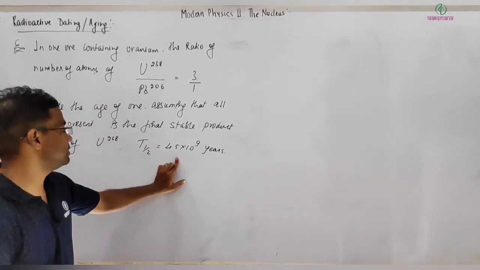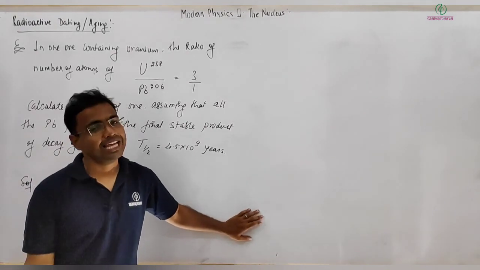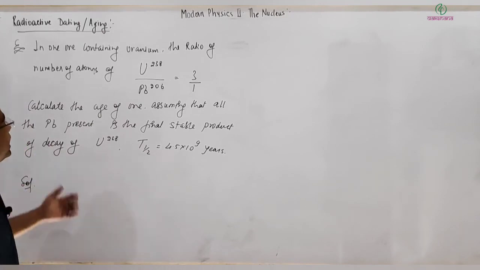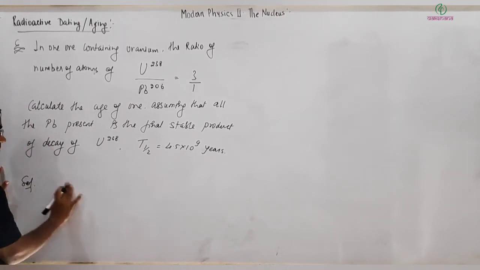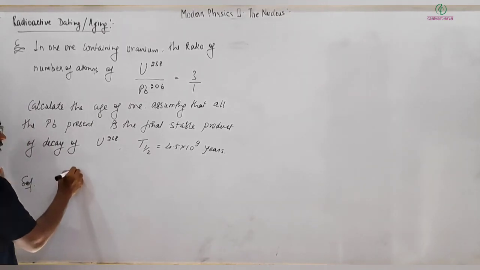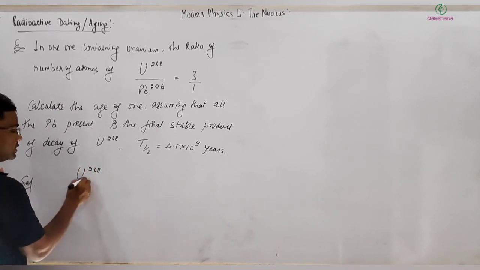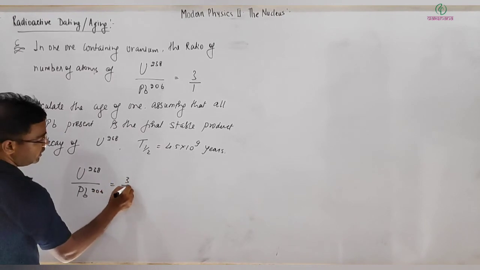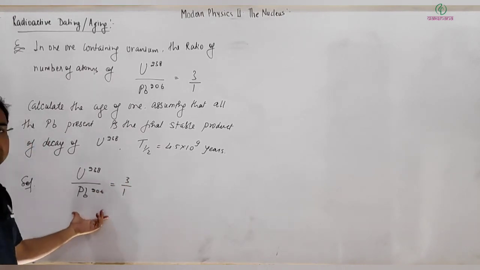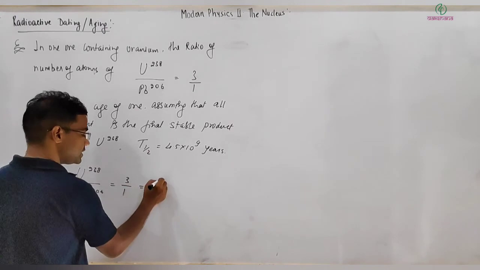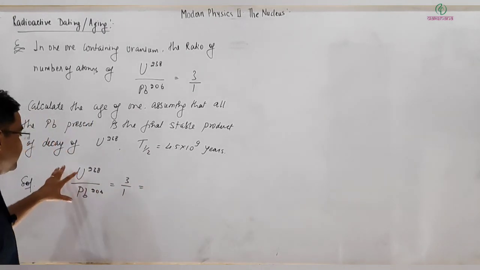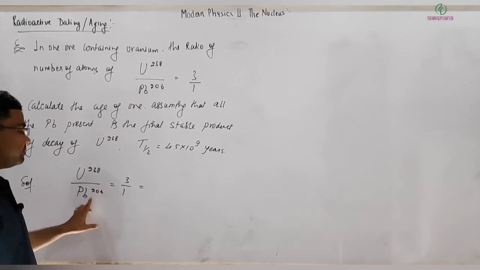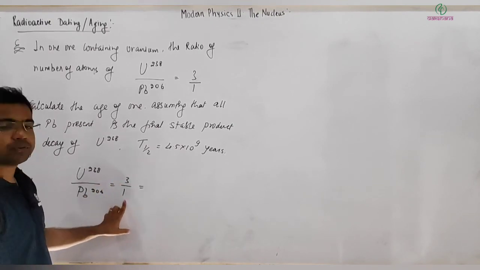T half is given as 4.5 into 10 to the power 9 years. Let's do the calculation and get the age of this ore or rock. In exactly the same manner, the first thing is the number of atoms of uranium 238 divided by lead 206, which is 3 by 1. What does it actually mean? It means if the number of atoms of uranium is 3, then the number of atoms of lead is 1.